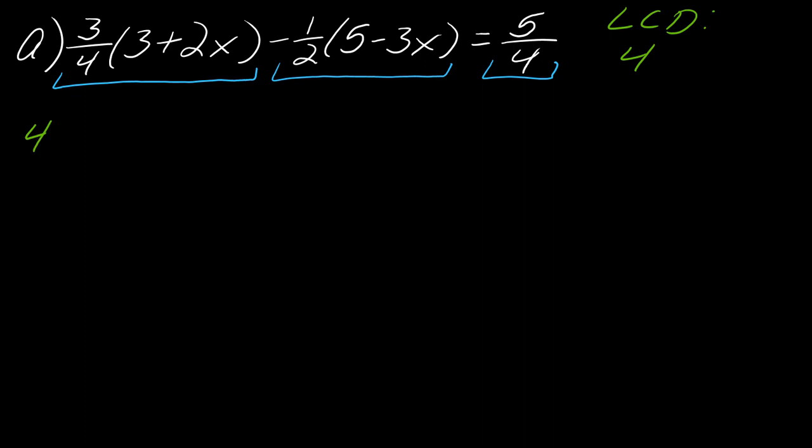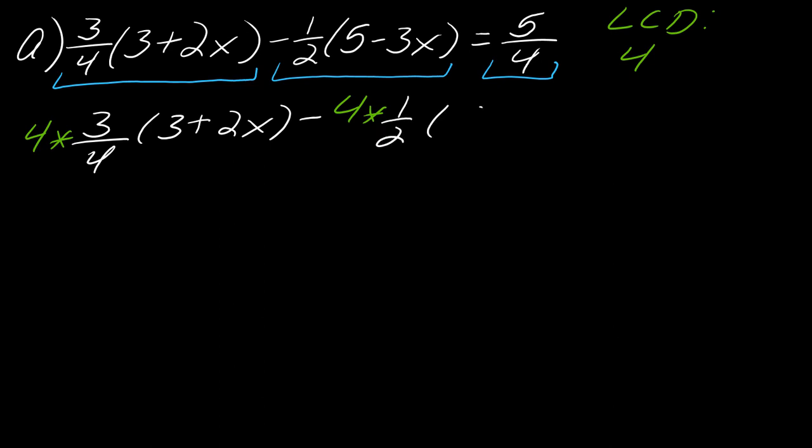So let me show you how to set this up now. So I've got 4 times the 3/4. I don't do anything to the parentheses. If you multiply this to the outside here, think about how the distributive property works. Eventually, this will carry on into the parentheses. If you multiplied this into the parentheses, you would basically be double multiplying, so you don't want to do that. So I'm going to multiply this, and then I'll do it over here. So 4 times 1/2, and then 5 minus 3x, and then 4 times 5 over 4.